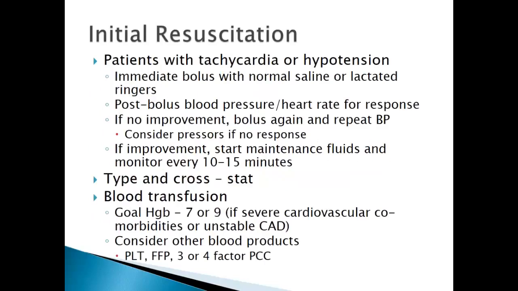Patients with tachycardia or hypotension should be resuscitated with either normal saline or lactated Ringer's to achieve normotension and resolve their tachycardia. After the initial resuscitation attempt, so a 1 or 2 liter fluid bolus, it's important that we repeat the blood pressure immediately after, because you can see if they're fluid responsive. If they're not, their blood pressure is still low, or they're still tachycardic, you would consider a repeat bolus early.